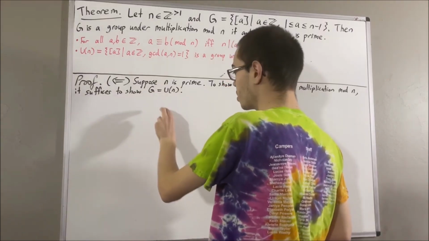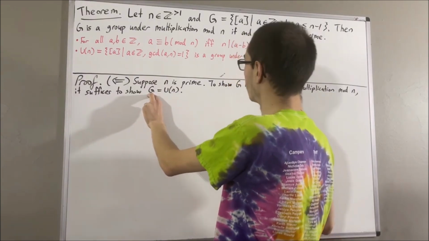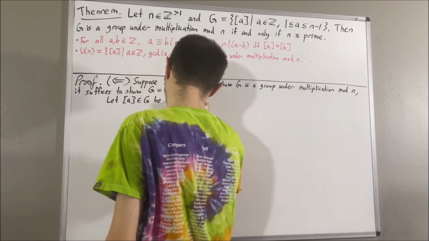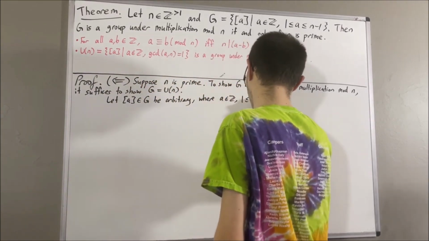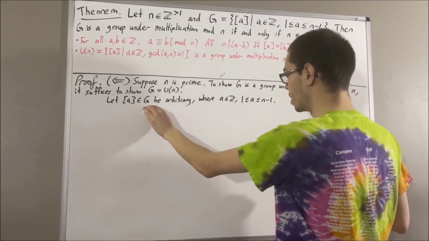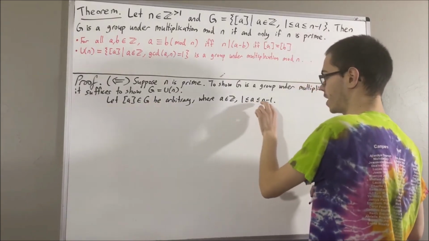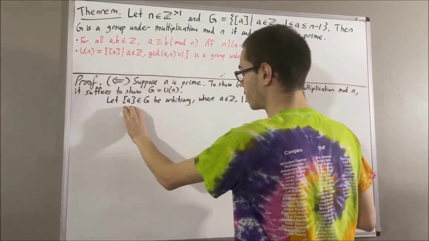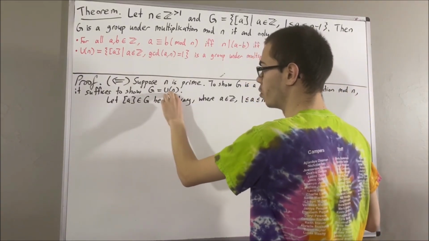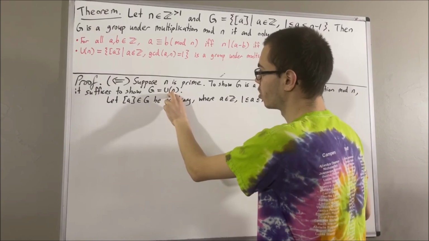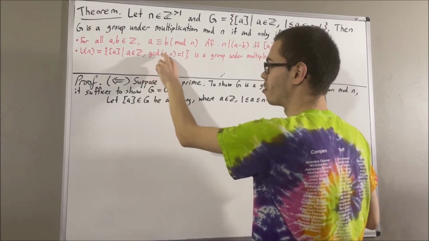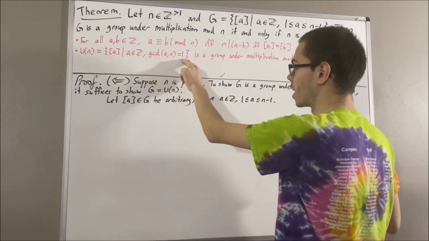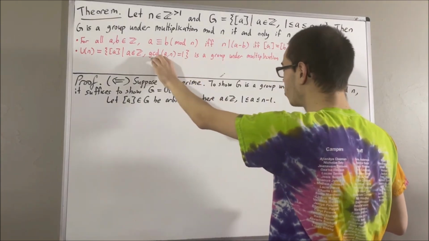To do that, let's give ourselves an arbitrary element of G. I'll call it equivalence class of A. Well, then by definition of G, we have that A lies between 1 and n-1. And we want to show that the equivalence class of A is an element of U of n. And to do that, we would like to show that the greatest common divisor of A and n is equal to 1.